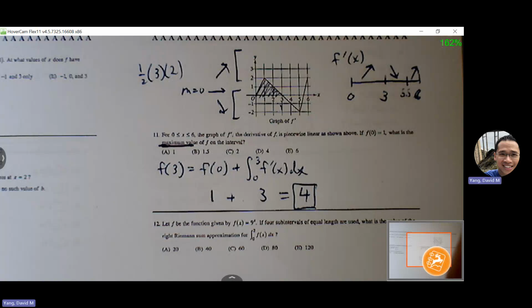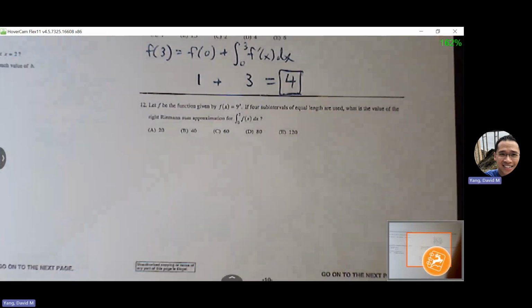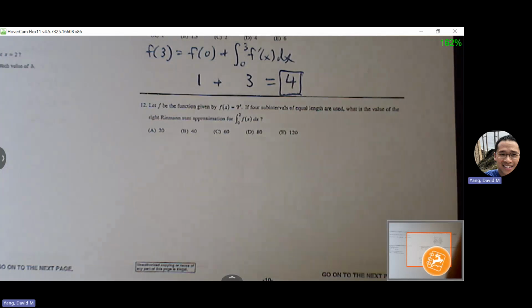Okay, number 12. We have a function given by y equals 9 to the x. If 4 subintervals of equal length are used, what is the value of the right Riemann sum approximation from 0 to 2? Now, this will be easier if we had a table of values, and we can just pull our width and height from our table of values. But in this case, we have to draw or gather this information on our own.